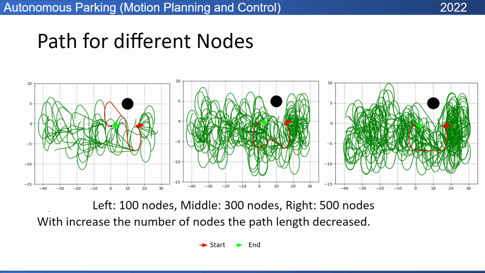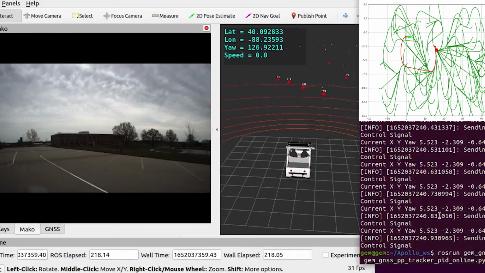The first figure shows the path found by 100 nodes, the second figure shows the path found by 300 nodes, and finally the third figure shows the path found with 500 nodes, and this path found is the most optimal one.